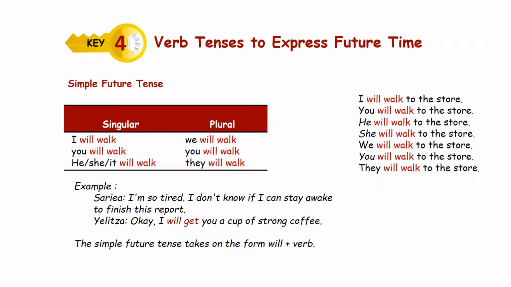Now, here's an example using a sentence, and this is a perfect example because this is the way I feel. We're going to do a little skit, and the skit is on the board. So I'm going to say my part, and you will say your part. So, I'm so tired, I don't know if I can stay awake to finish this report. Okay, I will get you a cup of strong coffee. Perfect. Thank you.